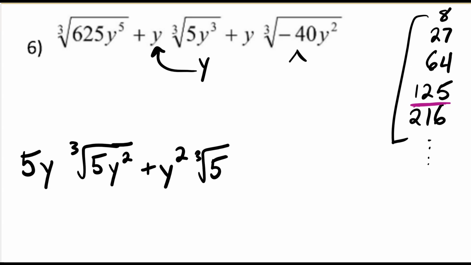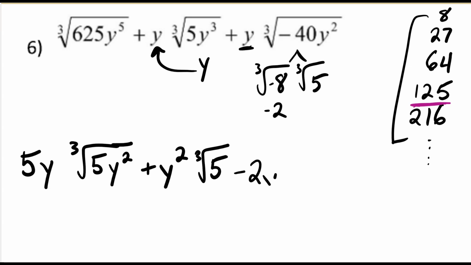For -40, I think I'm going to make that the cube root of -8 times the cube root of 5. And now it's okay to have a negative under the cube root, right? Because if I multiply a negative to itself 3 times, the output would still be negative. So this would be -2, and then times the y I already have out in front would be minus 2y. And then under the cube root, I still have that 5, and I still have the y squared.